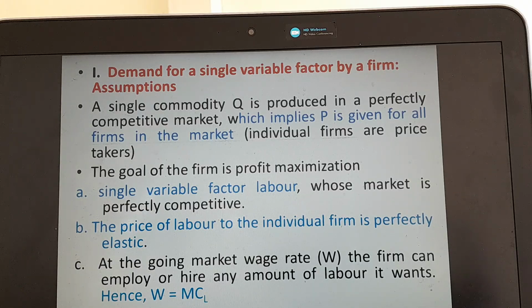Single variable firmii of fayyadamna ta'e yookiin firmiin tokko yookiin producerin tokko single variable fayyadama yoo ta'e assumption inni jiru kan armaan gadii. The first is a single commodity is produced in a perfectly competitive market. There is a single commodity which implies price is given for all firms in the market. The price of the output is constant. Which price? The price of the output.